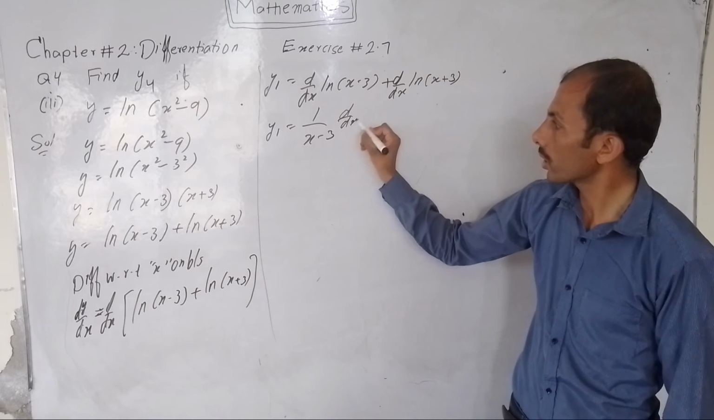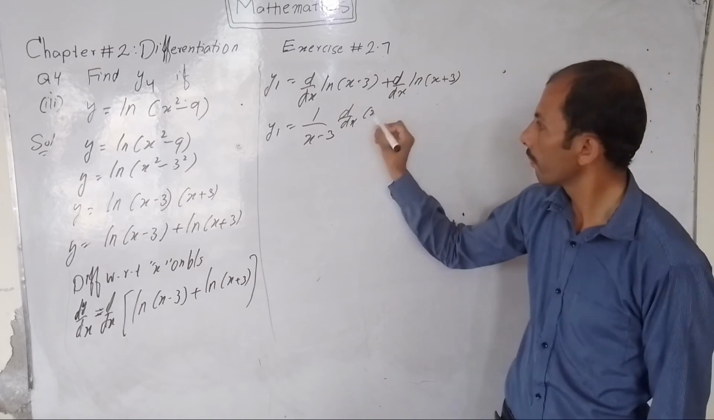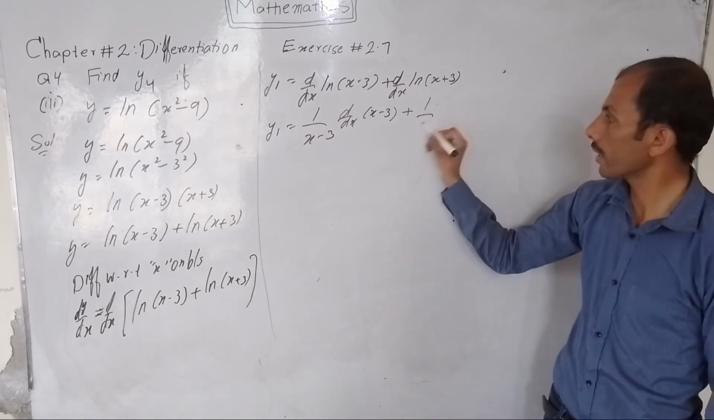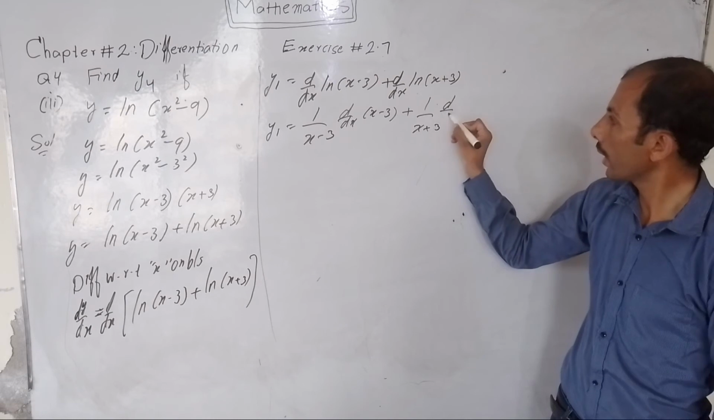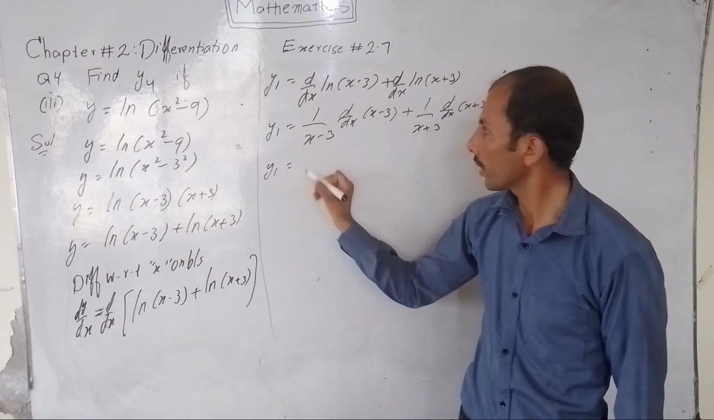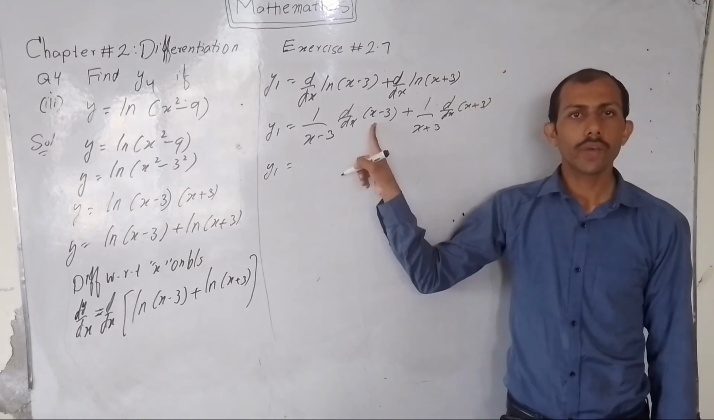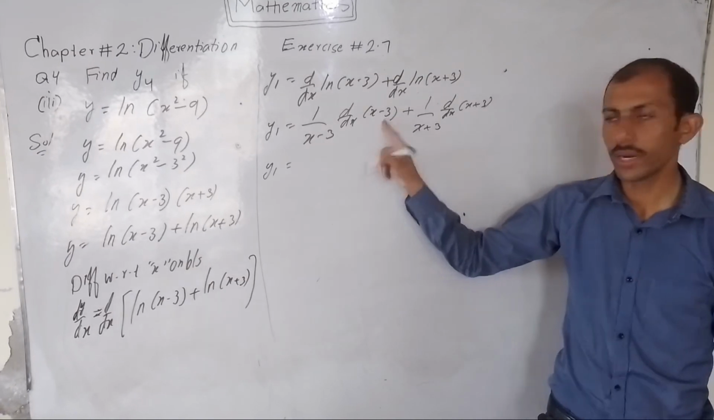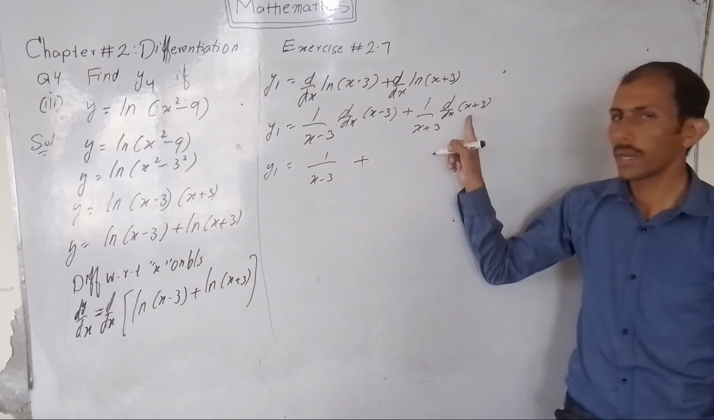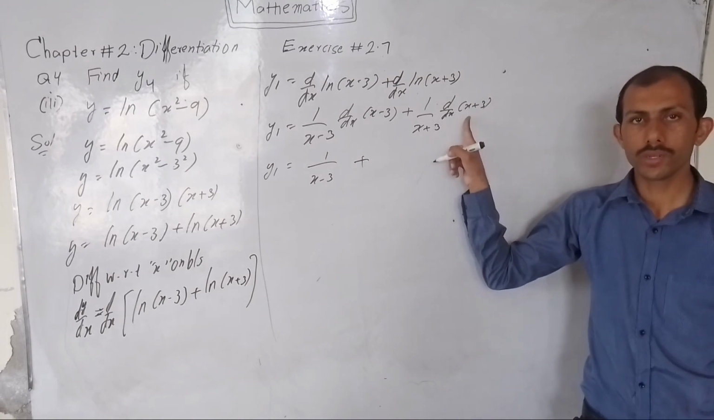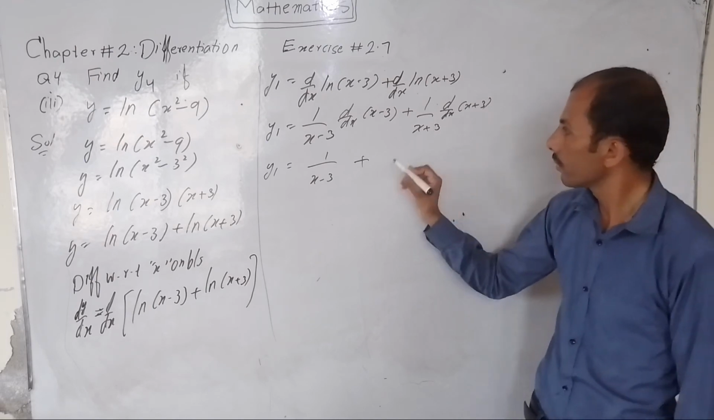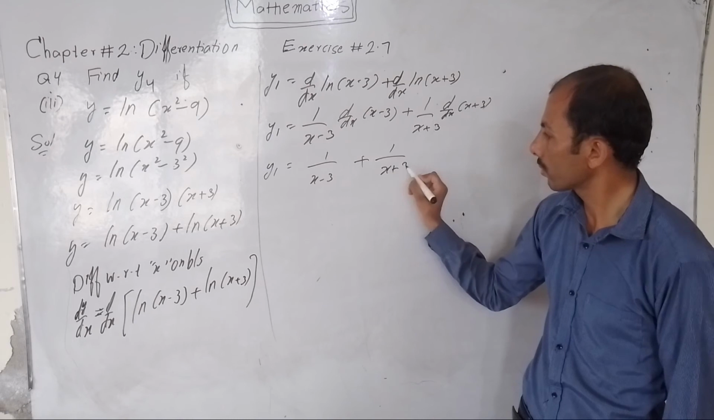Again, the derivative of the function x minus 3, plus the derivative of natural log, 1 divided by x plus 3, again the derivative of the function x plus 3. So y1 is equal to: the derivative of x with respect to x is 1, the derivative of a constant is 0, so 1 divided by x minus 3, plus the derivative of x with respect to x is 1, the derivative of 3 with respect to x is 0, so 1 divided by x plus 3.